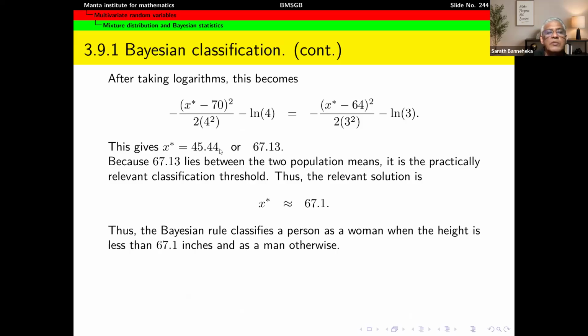x star can be 45.44 or x star can be 68.13. So there are two possibilities. But of course, only one is practically possible, because this number lies between the two population means, whereas the other value is quite outside. Therefore, it is the practically relevant classification threshold, this number, not the other.